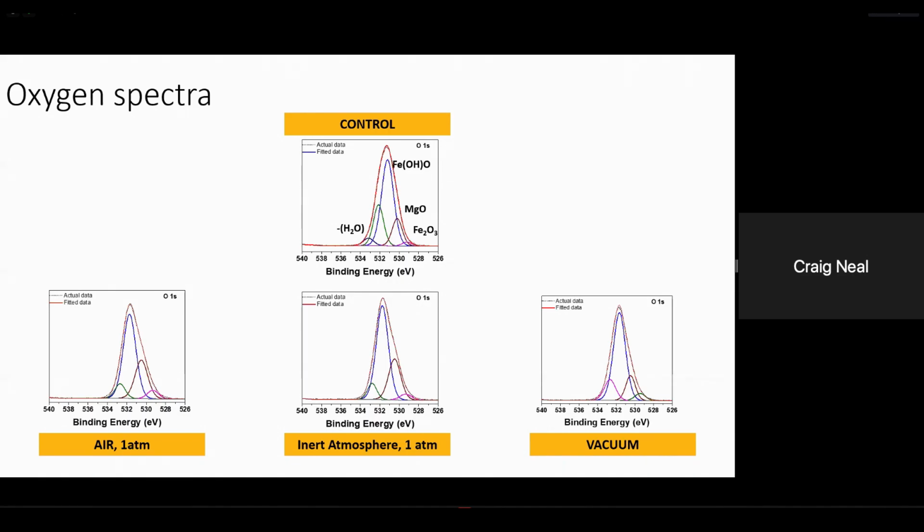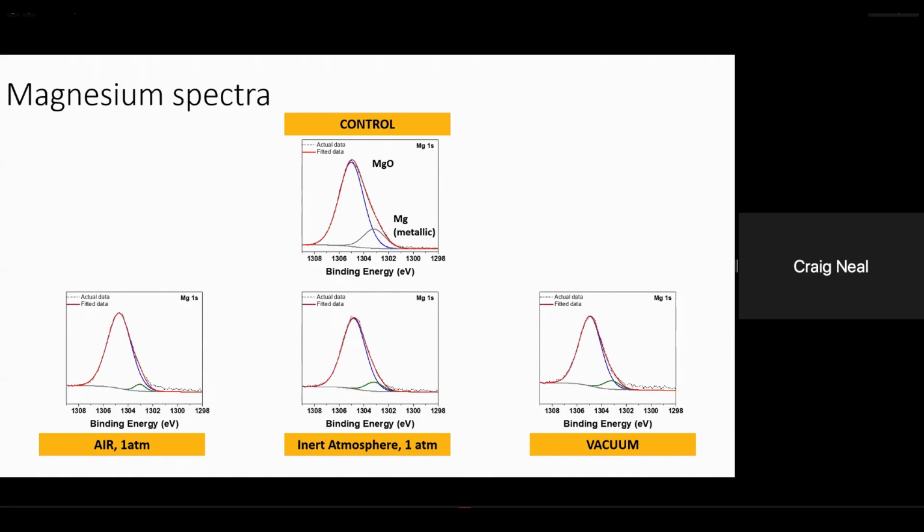But so we look into the magnesium spectrum, iron later on. So here, the graphs show comparable distribution of magnesium oxide and of metallic magnesium. So we think, based on the previous measurements, that there's not much of a change in the oxidation of magnesium relative to the other components.